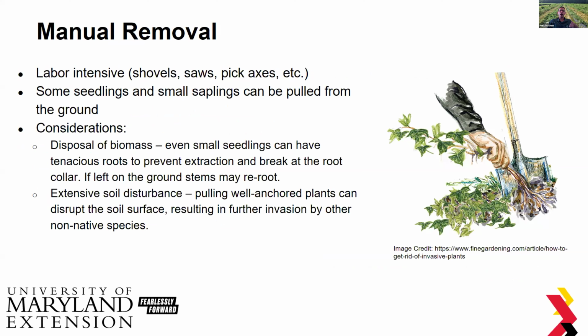With manual removal and invasive species, there are a lot of seedlings and small saplings that can be easily pulled from the ground. But when you do manual removal or even mechanical control, consider how you're going to dispose of the biomass. Because even some small seedlings can have these tenacious roots that really prevent extraction and break at the root collar. And if left on the ground, a lot of the stems of these invasive species can reroot. So you just can't cut them down and leave them there. They actually have to be taken out of the site.